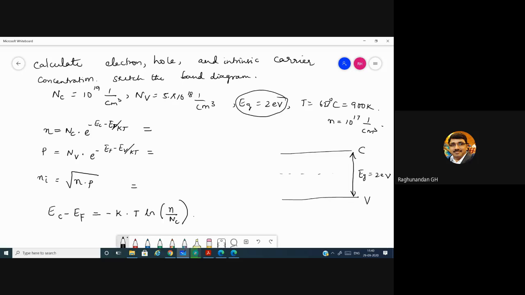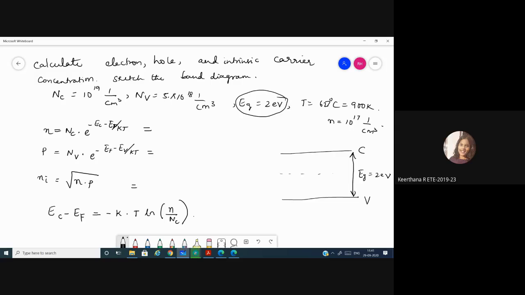On what basis are we going to find out whether the Fermi level is near to the conduction band or the valence band? If N is greater than P, then it will be closer to conduction. So if the electron concentration is greater than the hole concentration, the Fermi level will be near to the conduction band.